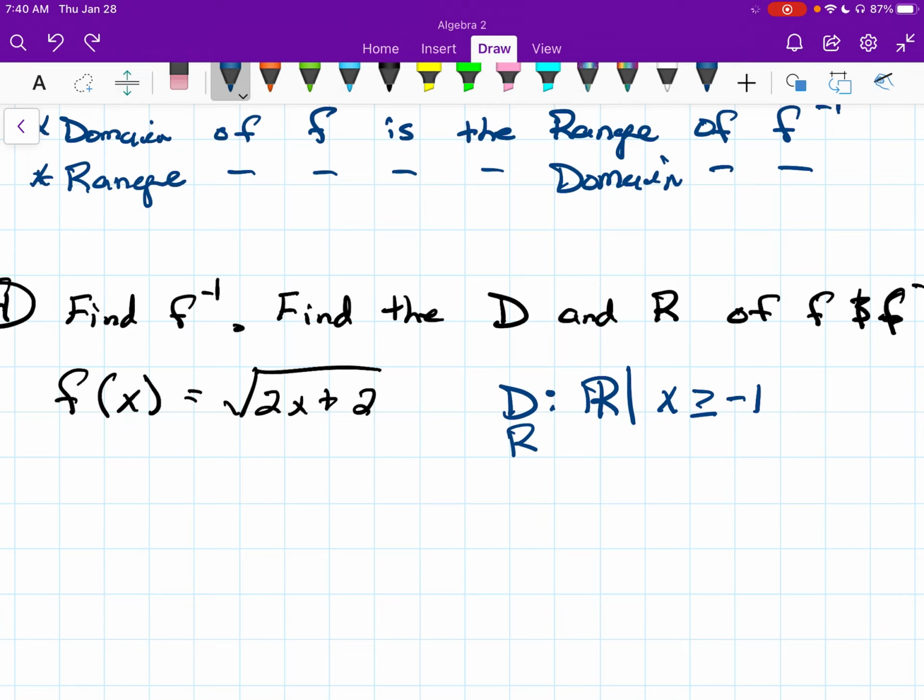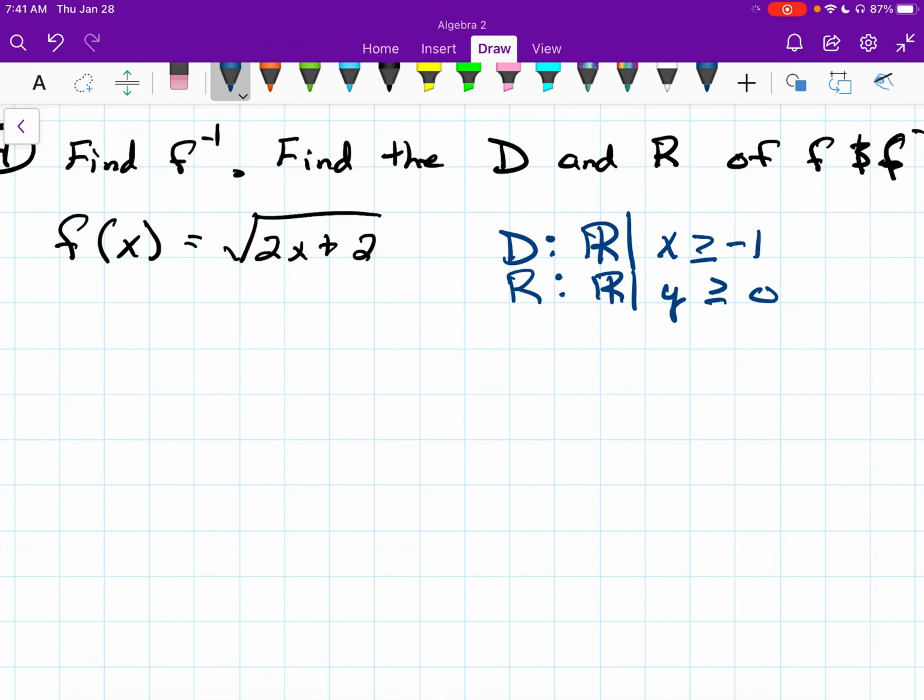Our range now, that's our y, or our f of x. That's over here on the other side of the equal sign. So the root tells us that we can only get positive things out of it. So the range is going to be all reals, given that y is greater than or equal to 0. It has to be positive. That's the way they're saying that. It has to be positive or 0.